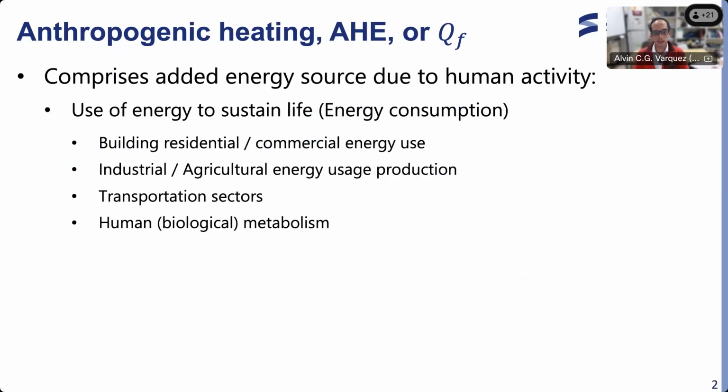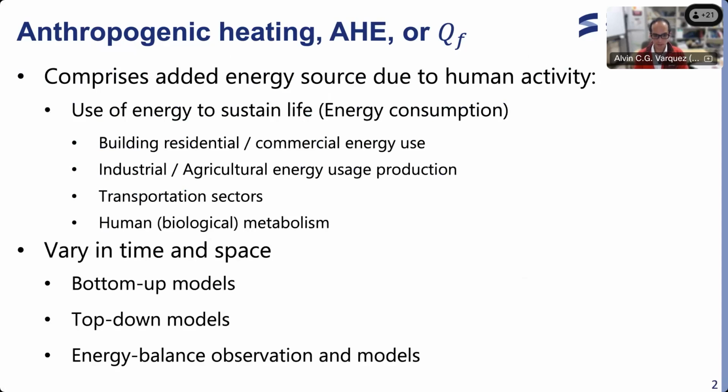And this anthropogenic heat, in the model that I will be presenting, is the energy source due to human activity. So it is the energy derived for the sustenance of life. It could be energy consumption from buildings, from residential, commercial, or industrial sources, transportation sectors, or even our movement as humans. They translate as heat released to the atmosphere. So this QF varies in time and space.